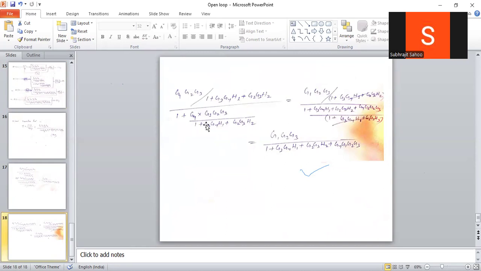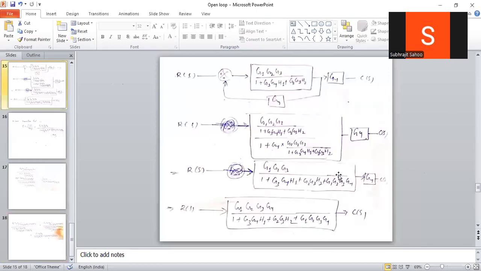So the same LCM is taken here. LCM multiplied with 1. So it will become 1 plus this one plus G4 G1 divided by this one. So this term will get cancelled. The remaining term will be there. This remaining term I have written here. This is the remaining term. After simplifications, this is the answer.